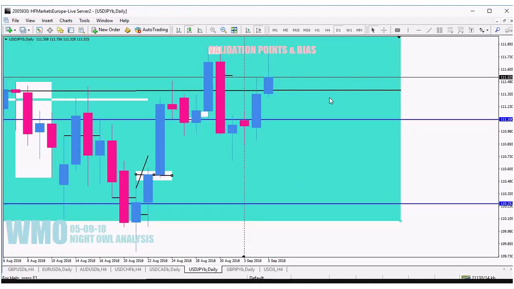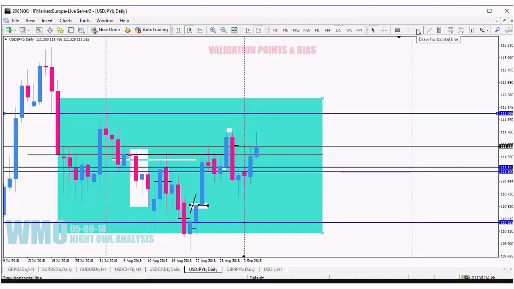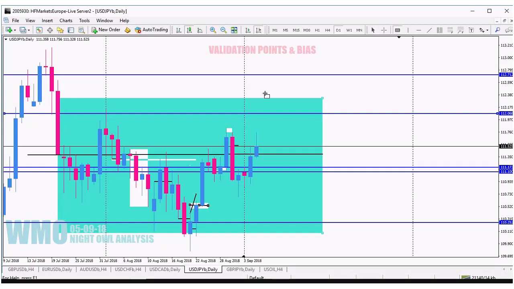Or you can just wait it out. I'm going to wait till I get a clear signal. Clear signal there. Boom. Aggressive close above. Where am I likely to go? Boom. Validation point one. Validation point two. Likely areas for us to go to.